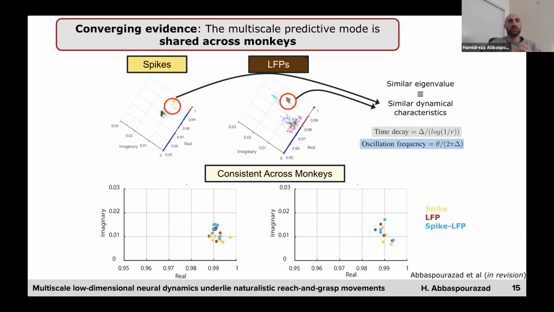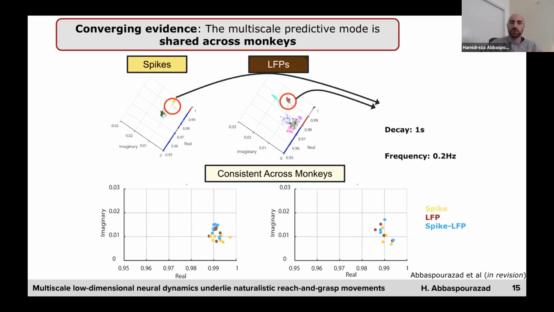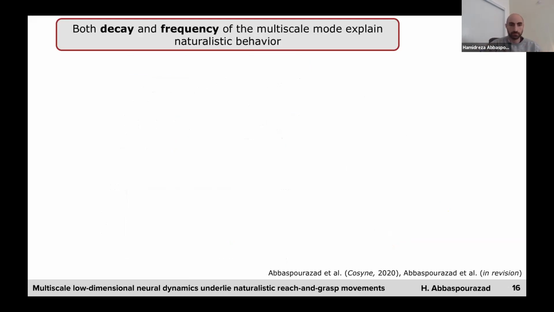And this again further validates the fact that this multiscale predictive mode explains naturalistic reach and grasp behavior. The time decay of the multiscale predictive mode was 1 second, and the frequency of it was around 0.2 hertz. We then questioned, because we identified many dynamical modes across experimental sessions on animals with the same dynamical characteristics, meaning decay and frequency characteristics, are both of these dynamical characteristics important in explaining behavior prediction accuracies?